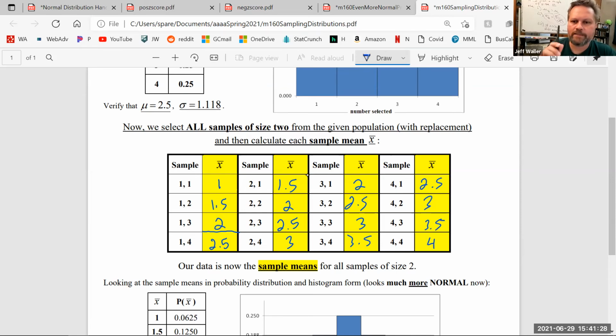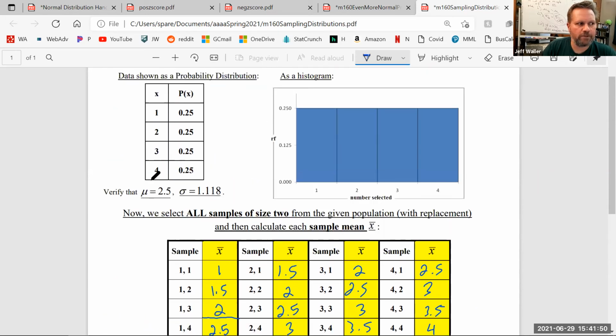So what's the least likely mean to get? 1 and 4, right? 1 only occurs once, and 4 only occurs once. What's the most likely mean to get? 2.5. It occurs 4 times. What was the mean of 1, 2, 3, 4? 2.5.